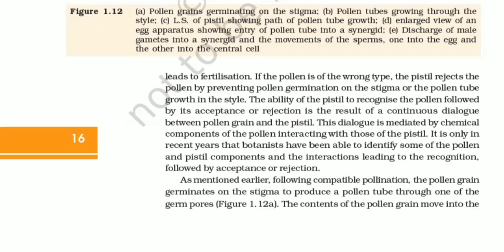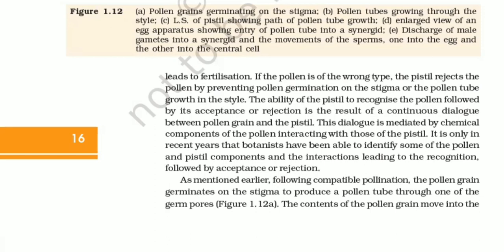The ability of the pistil to recognize the pollen, followed by its acceptance or rejection, is a result of a continuous dialogue between pollen grain and the pistil. This dialogue is mediated by chemical components of the pollen interacting with those of the pistil. It is only in recent years that botanists have been able to identify some of the pollen and pistil components and the interactions leading to the recognition followed by acceptance or rejection.